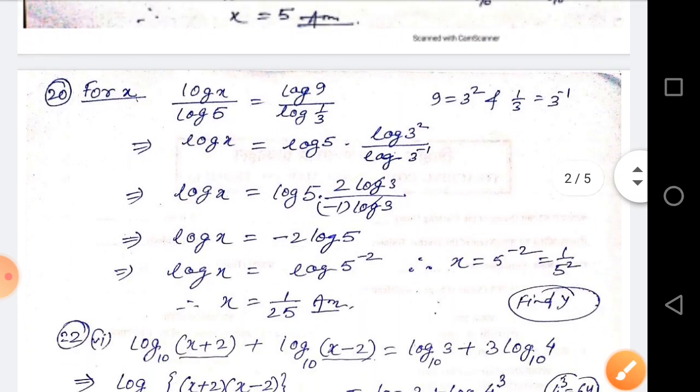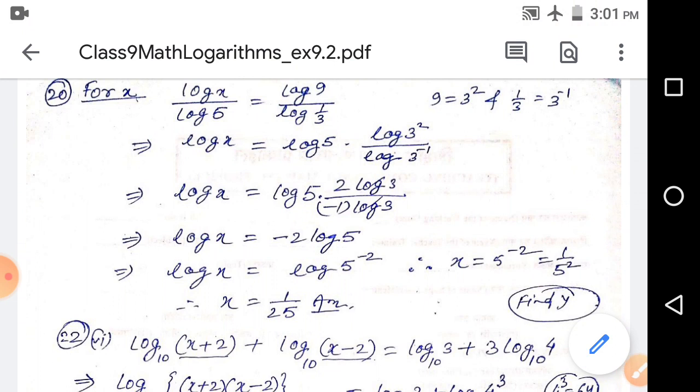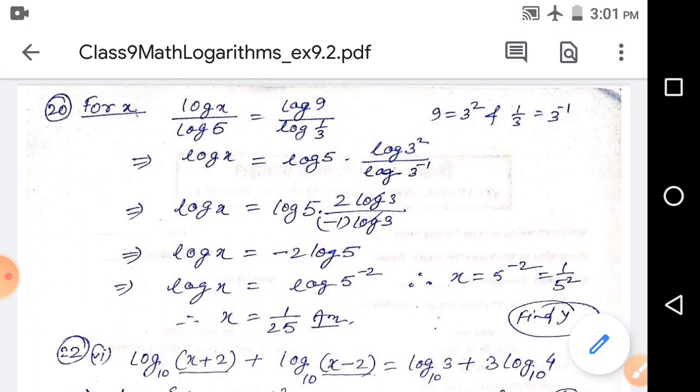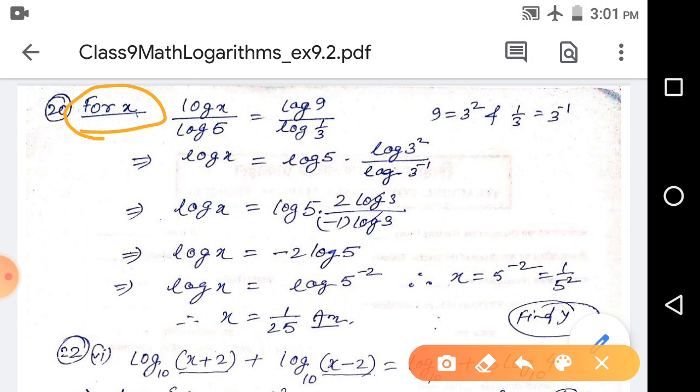Now see question number 20. For question number 20 we have to find out the value of x as well as the value of y. Here in the question it is given that there are 3 terms and all 3 terms are equal to one another. In order to find the value of x, I have taken in the solution only 2 parts of the equation, the last part of the equation and the first part with x. As we have to find x, I am taking only those 2.